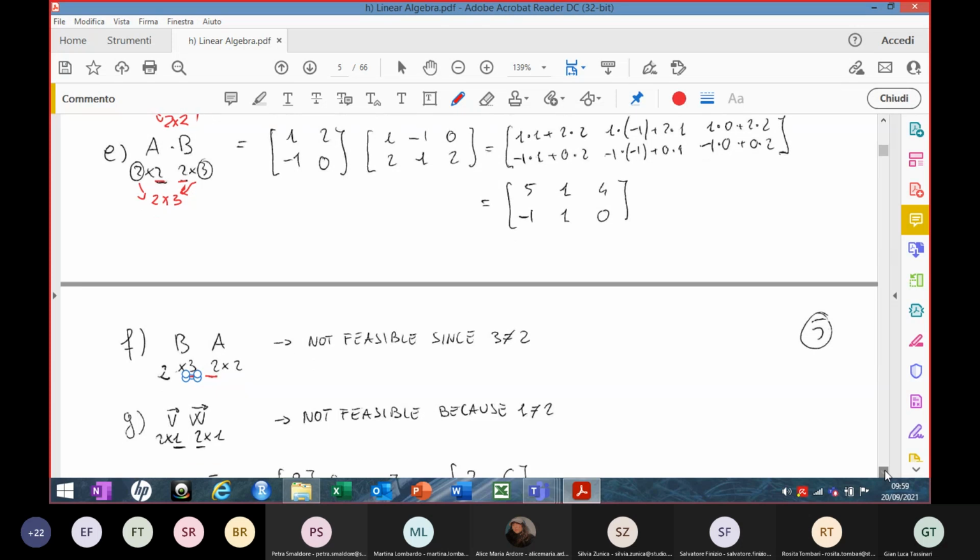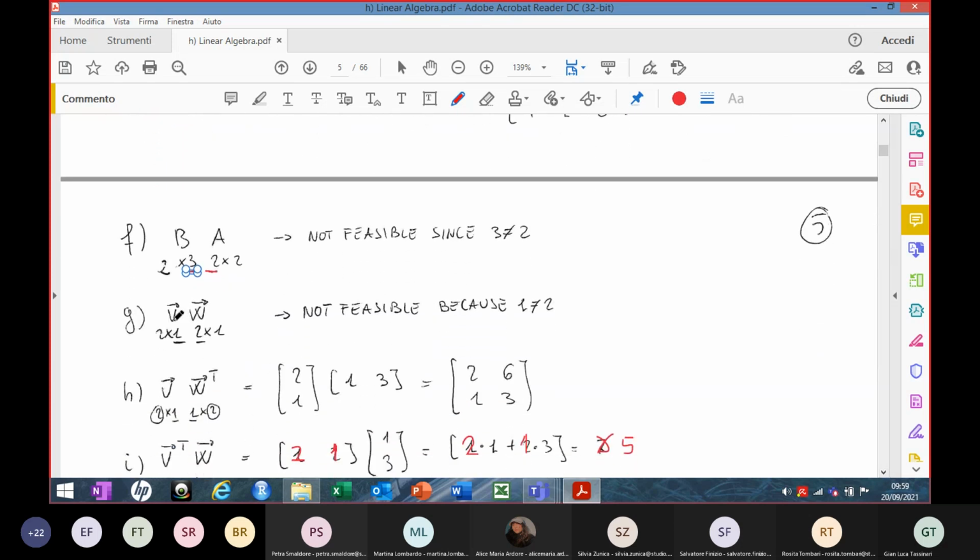Now, is the product VW feasible? Well, what is the dimension of V? It is a 2 times 1 vector, a column vector. W is a column vector. So compare the numbers. What do you think? Is the product feasible? Are these two numbers equal? No. So this product is not feasible.